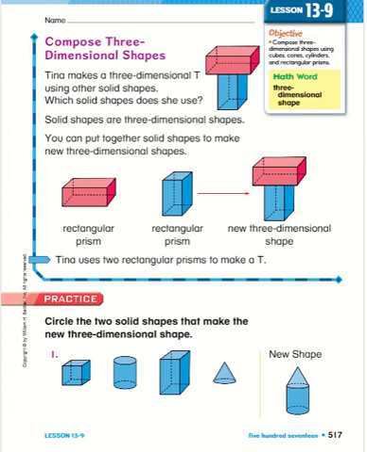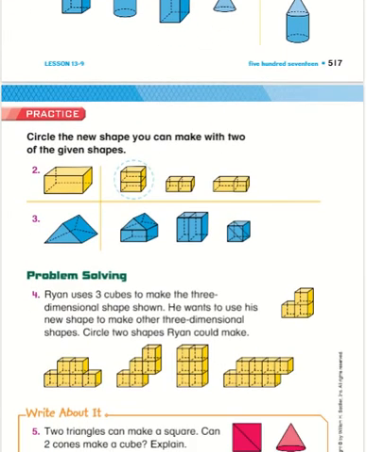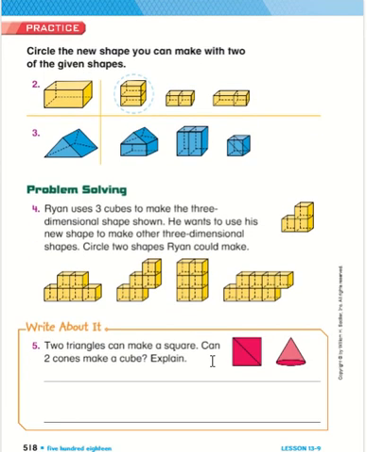And once you have circled that, if you go ahead and turn the page, the top of the next page, we're going to be doing the same thing. Circle the new shape that you can make with two of the given shape. So this is our given shape. It's a rectangular prism. It says if you had two of these rectangular prisms, which of these shapes could you make? And they've shown you here it would be this one because it's two rectangular prisms stacked on top of one another. It wouldn't be this one because that's two cubes, and it wouldn't be this one because that's one rectangular prism and one cube. So we know if we had two rectangular prisms, this is what the shape would look like.